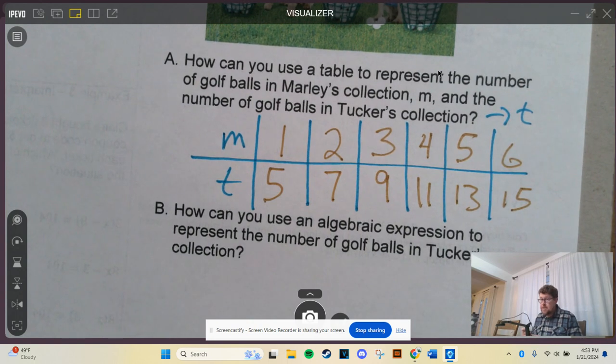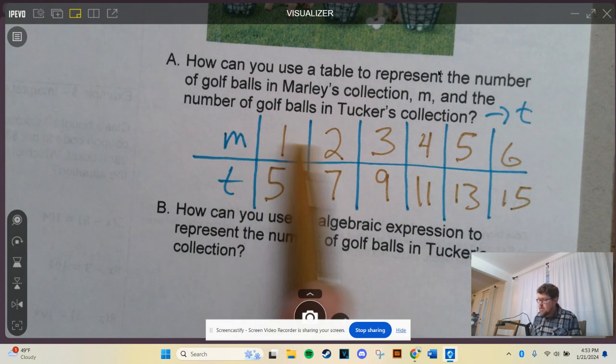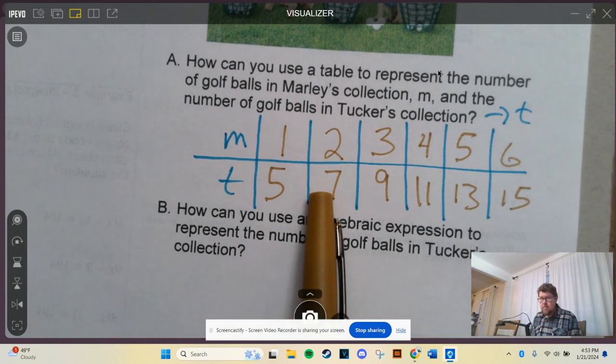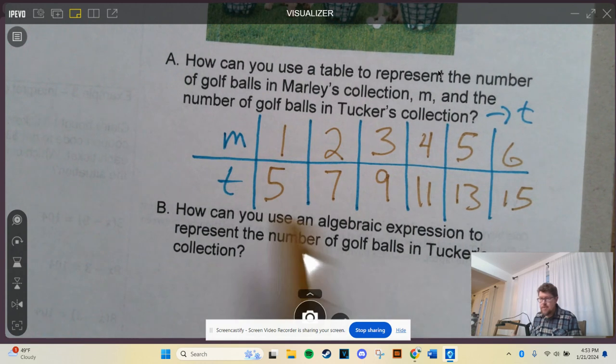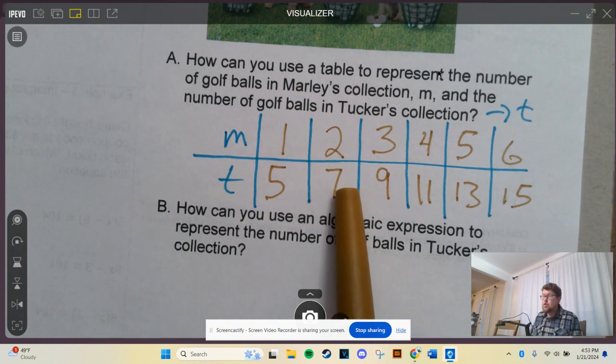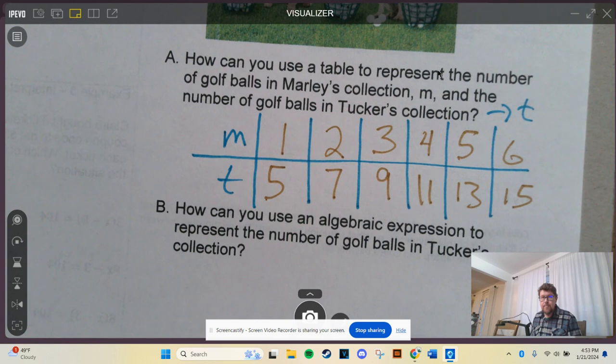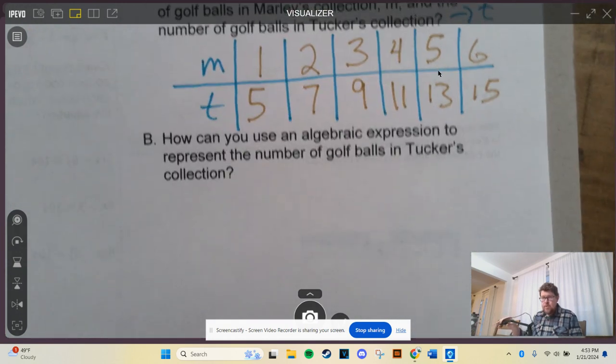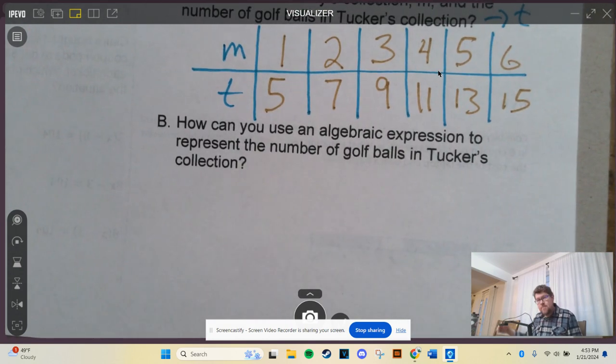So you can start noticing that pattern: Marley's golf balls go up by 1, Tucker's golf balls go up by 2, but they start at a different number, okay? So how can you use an algebraic expression to represent the number of golf balls in Tucker's collection, right?